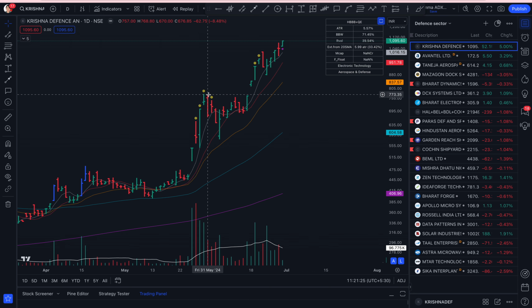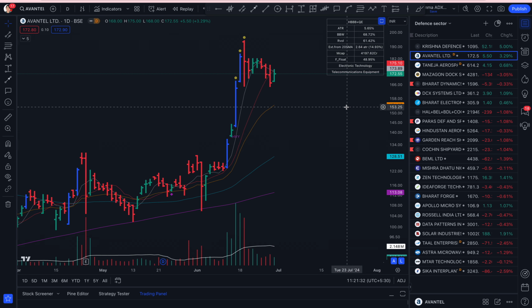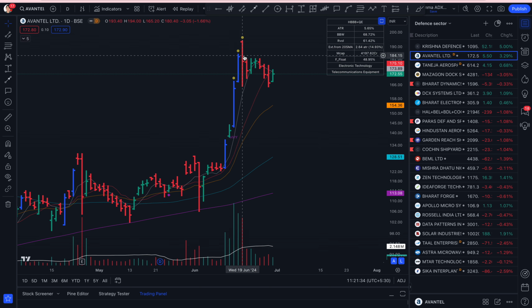As this fires, the probability of the stock to base becomes better. So if you see that it fired and then it based for a couple of days. For example, Avantel started firing from here and then it did extend for two more days and then it based.